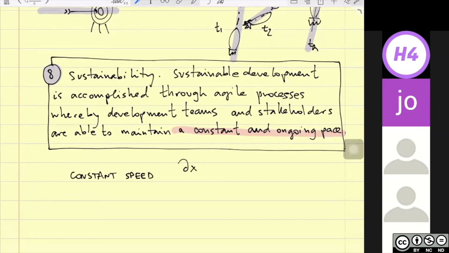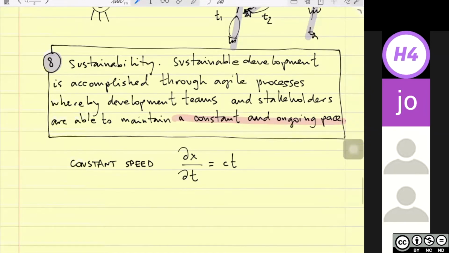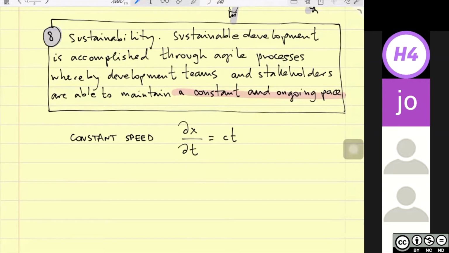So the first derivative of x is constant. Meaning the second derivative is 0. No acceleration. Ongoing pace is ongoing speed, constant speed.